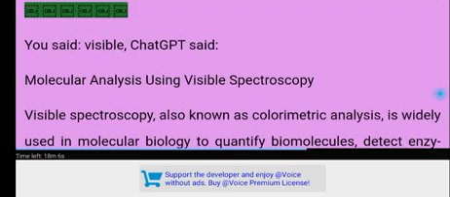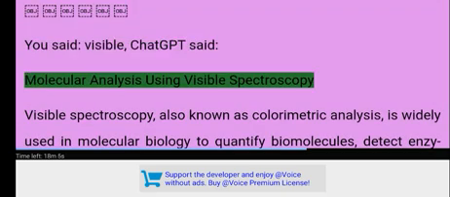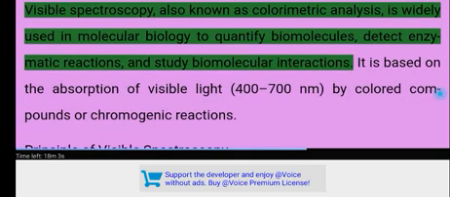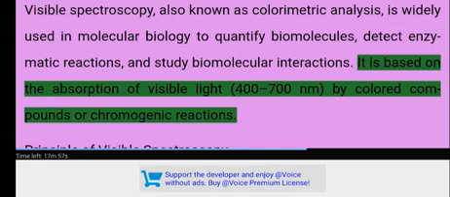Visible. Molecular analysis using visible spectroscopy. Visible spectroscopy, also known as colorimetric analysis, is widely used in molecular biology to quantify biomolecules, detect enzymatic reactions, and study biomolecular interactions. It is based on the absorption of visible light, 400-700 nanometers, by colored compounds or chromogenic reactions.